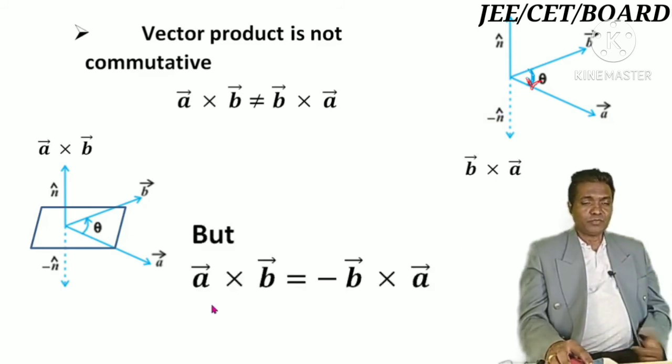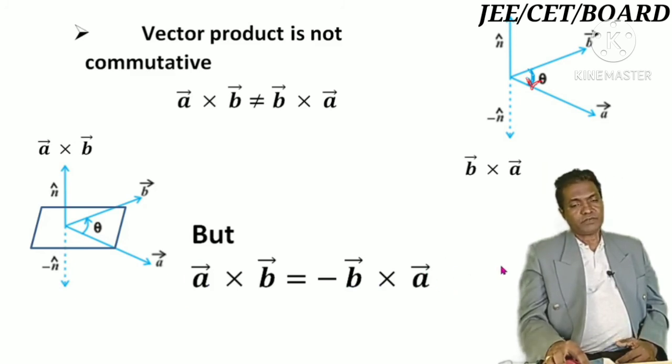So here you must remember that vector A cross B is not equal to B cross A, but you may write A cross B is equal to minus B cross A. You have to remember this thing. Okay, so better you take a screenshot of this. So we'll move on to the next part.